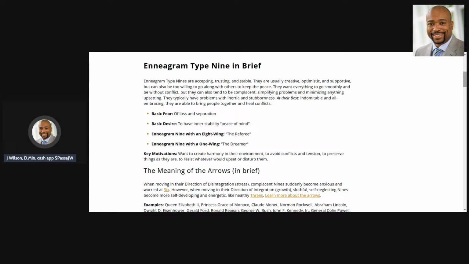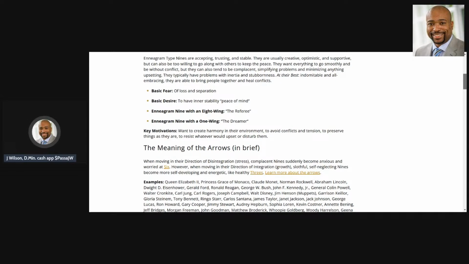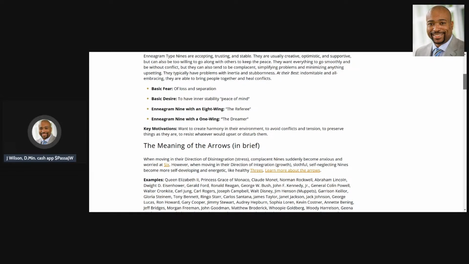Now, see, these people don't want nobody to talk about stuff at the party. They don't want to talk about somebody who done stole. They don't want anything. They don't like trouble. They don't like conflict. Their basic fear, loss and separation, basic desire to have inner stability, peace of mind.